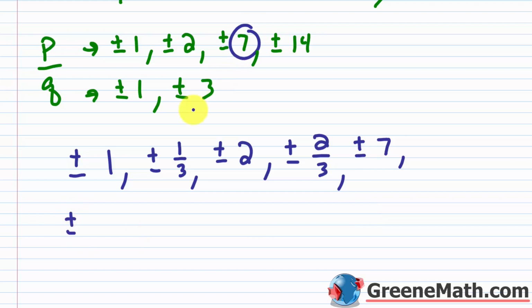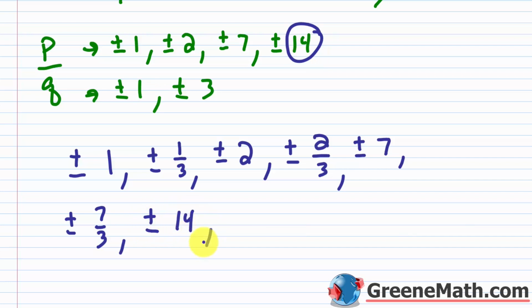And then I'll have 7 over 3, which is 7/3. And then lastly, I'm going to come down here and I'm going to have 14 over 1, so plus or minus 14. And then I'll have plus or minus my 14 over 3, or 14/3. So again, an easy example, and you see how quickly it gets out of control.